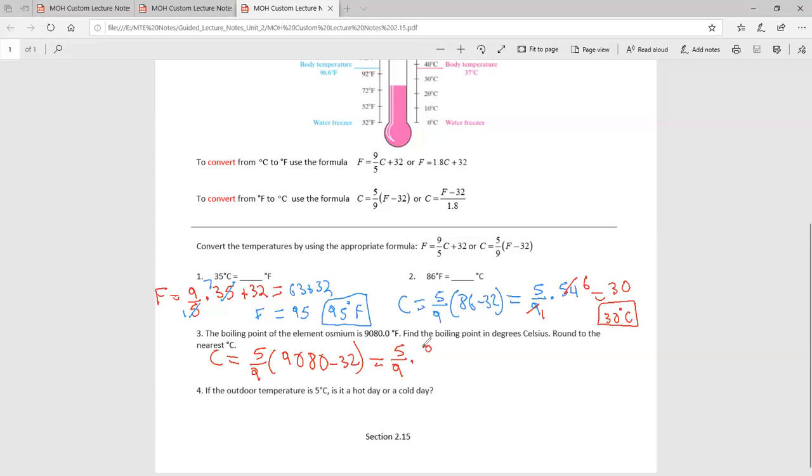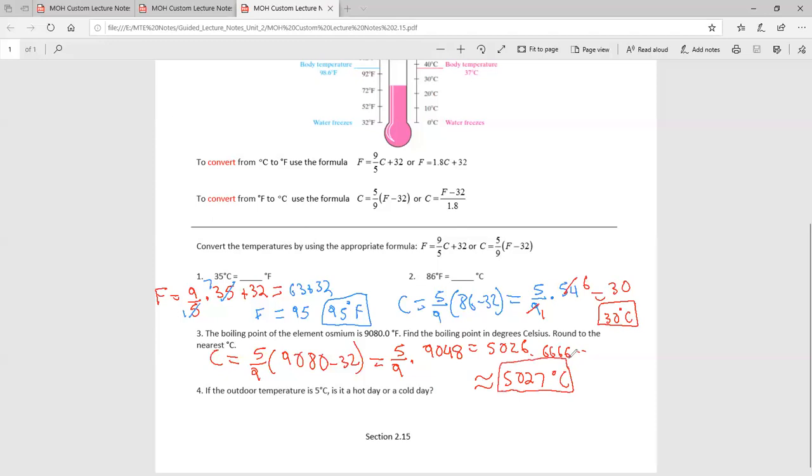So that's 5/9 times 9,048. I don't think 9 is going to go into 9,048. It will not. So let's just take the 5, divide it by the 9, and then multiply by 9,048 in our calculators. And we'll end up with 5,026.6666, with the 6 repeating, which we're supposed to round to the nearest whole number. 6 tells us to round up. So that's 5,027. And now we are in degrees Celsius.